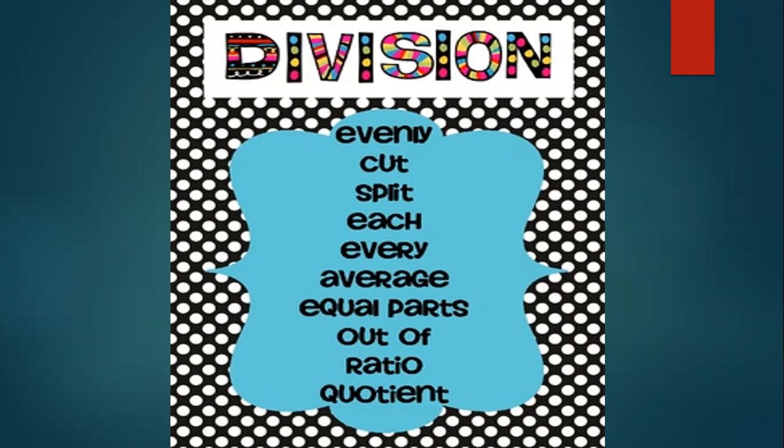Then there comes the word each. Each means one. So when you are finding the value or the quantity for one thing, then it means you are going to divide. Then every again means each one. Average, equal parts, out of is another word for division. Like 9 out of 10. Sometimes you say this to your friend when you are telling them about your marks in the quiz.